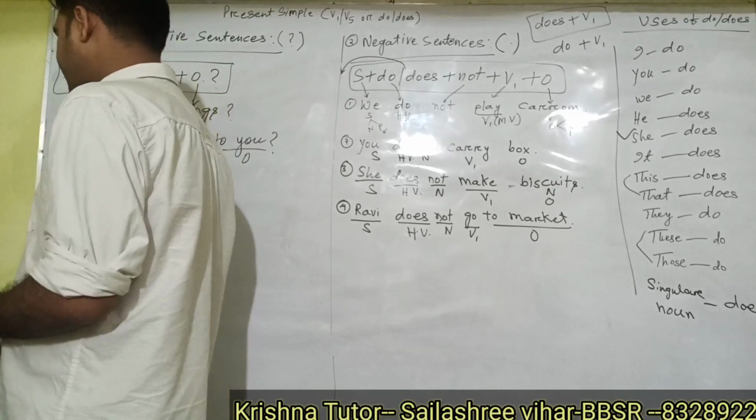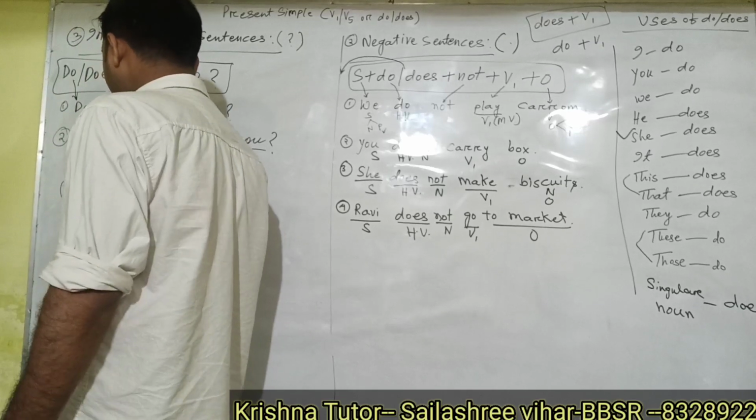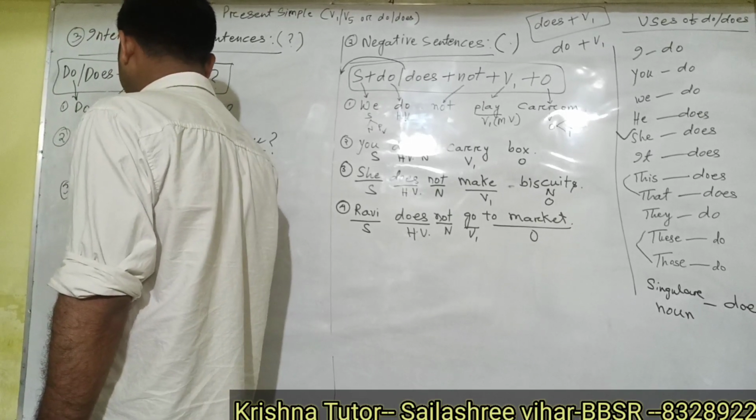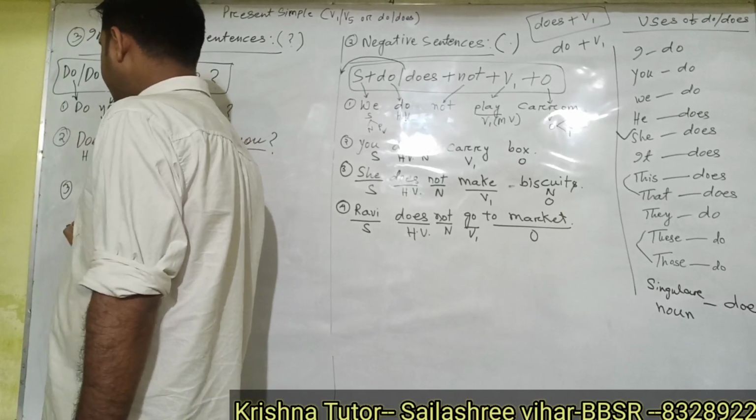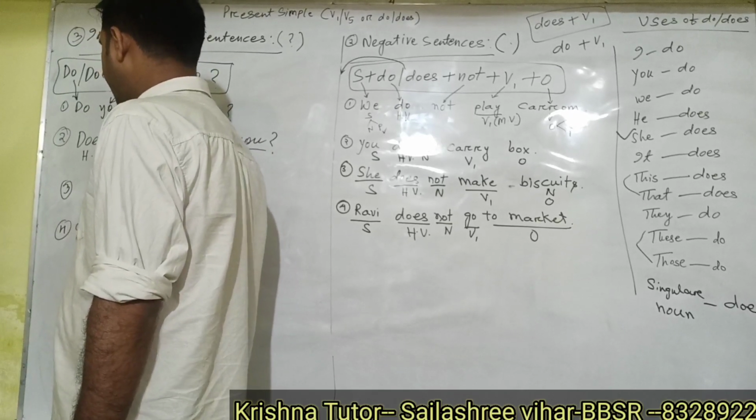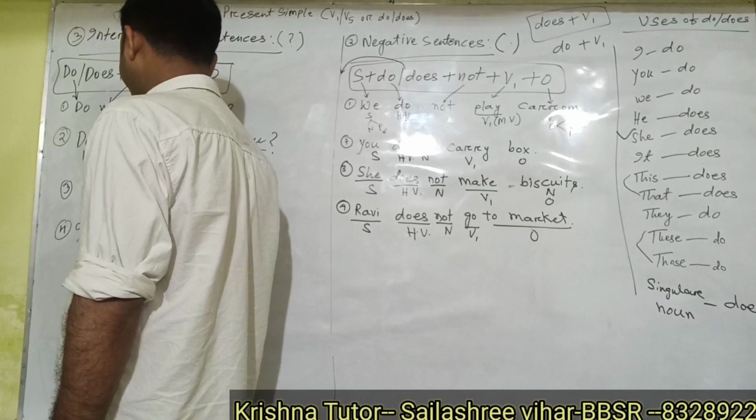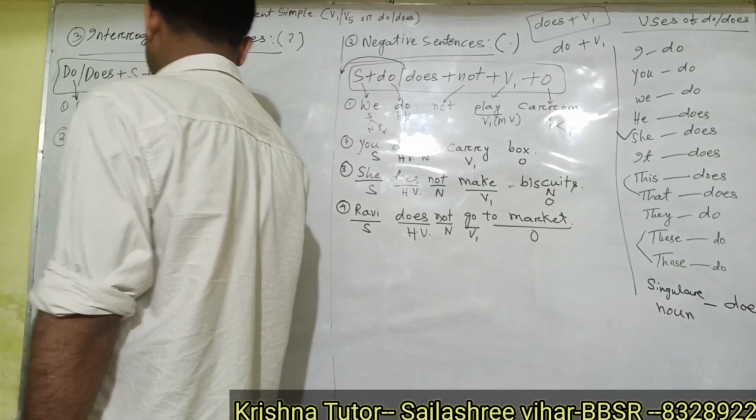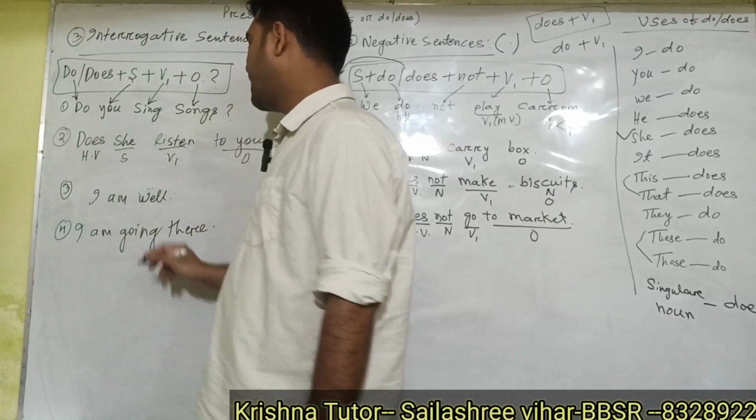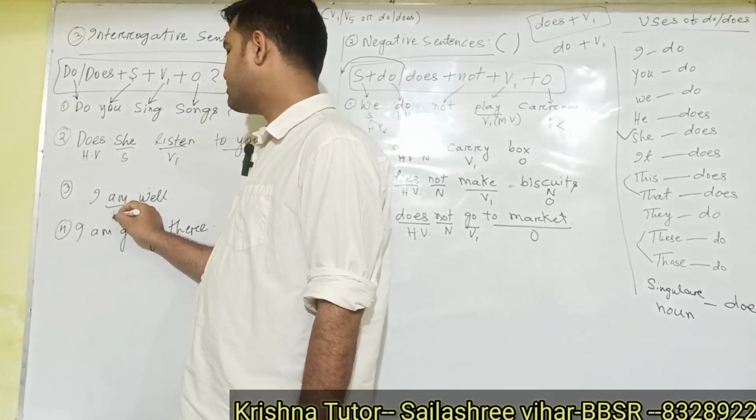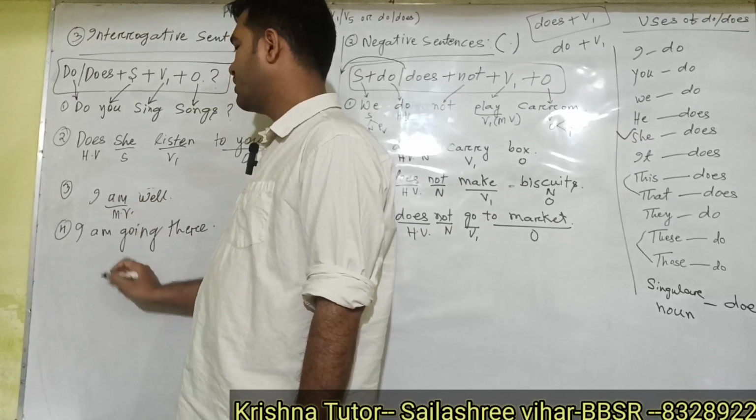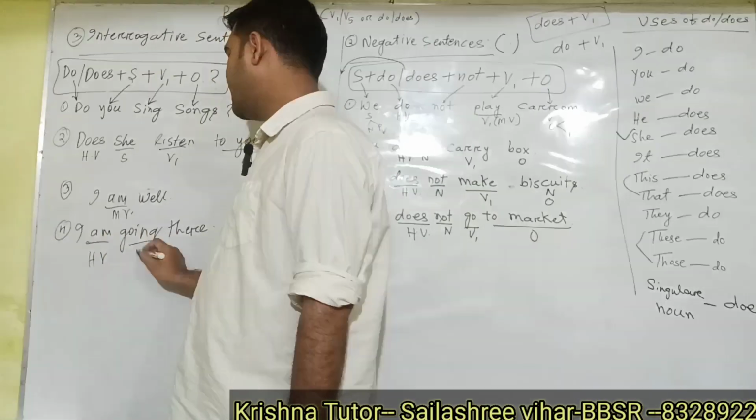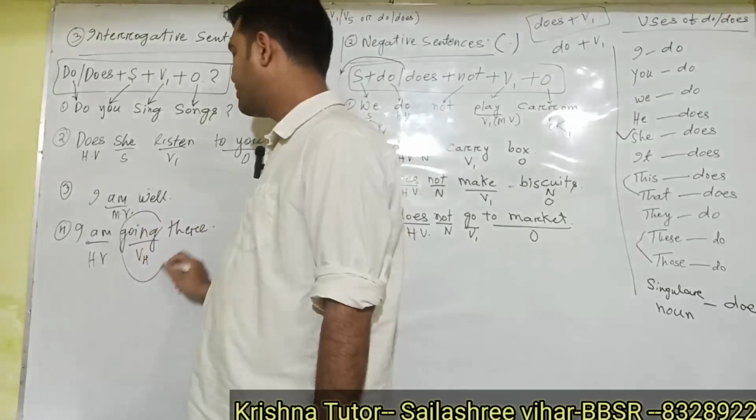If I give you two examples, if I say I am well, I am well. Another sentence, I am going there. Here am is a main verb. Here am is a helping verb. Because here be is the form. This is a main verb.